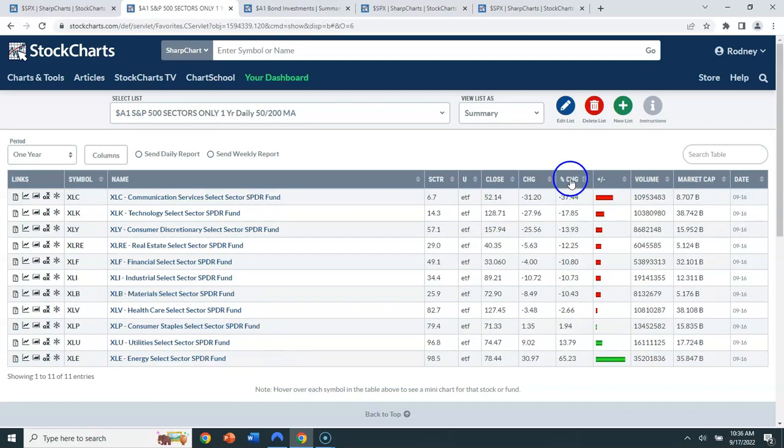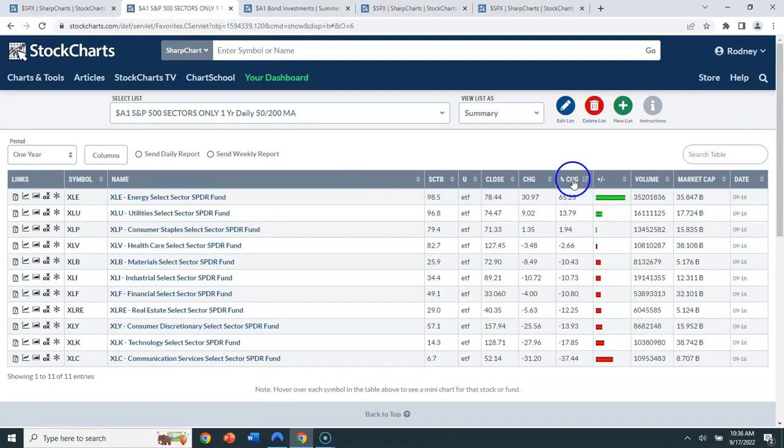And let me change this to see what's down the most, communication services. Facebook, Meta is the largest holding in this sector, and that stock has been on a nosedive for quite a while, and that's really taking this sector down with it. Again, this is on a 1 year basis, but look at this: energy up 65.23%. I am not suggesting you chase energy.